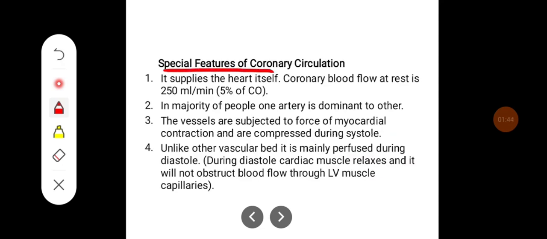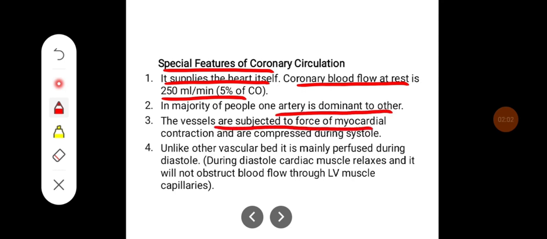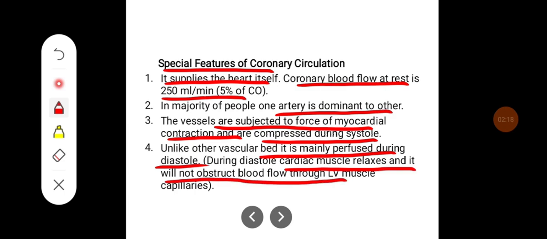Some of the special features of coronary circulation are: it supplies the heart itself. The coronary blood flow at rest is around 250 ml per minute, that is 5% of the cardiac output. In the majority of people, one artery is dominant over the other. The vessels are subjected to the force of myocardial contraction and are compressed during systole. Unlike other vascular beds, it is mainly perfused during diastole. During diastole, cardiac muscle relaxes and does not obstruct the blood flow through left ventricular muscle capillaries.